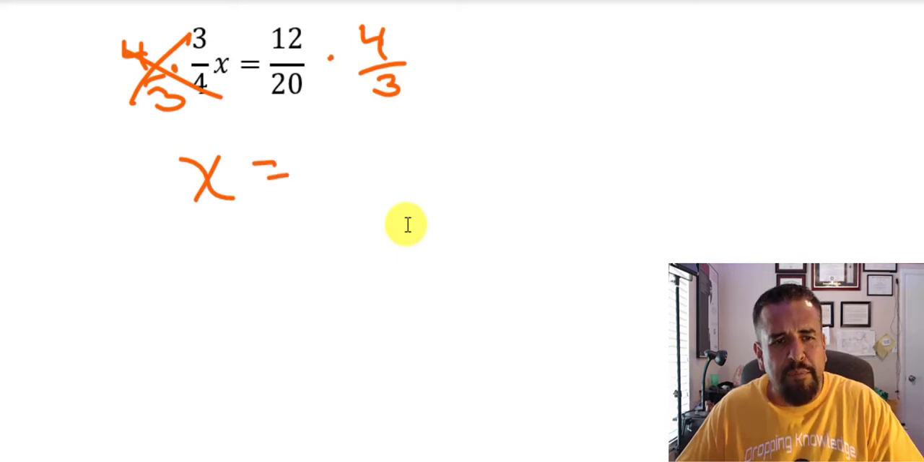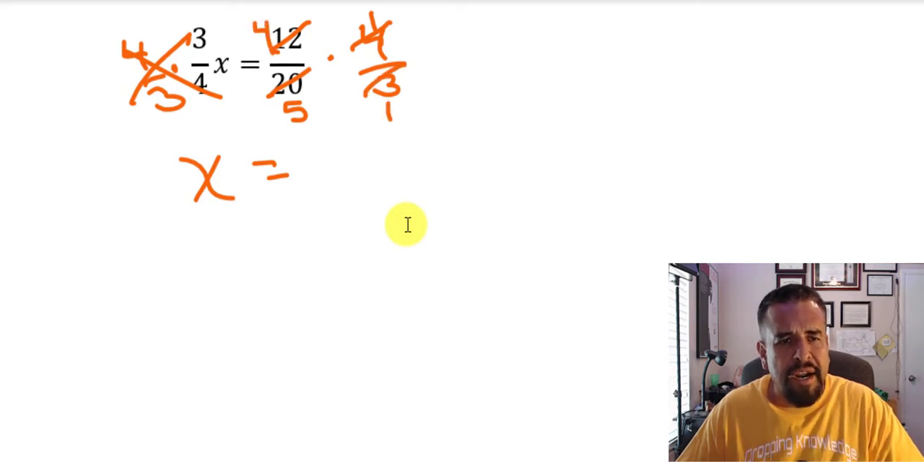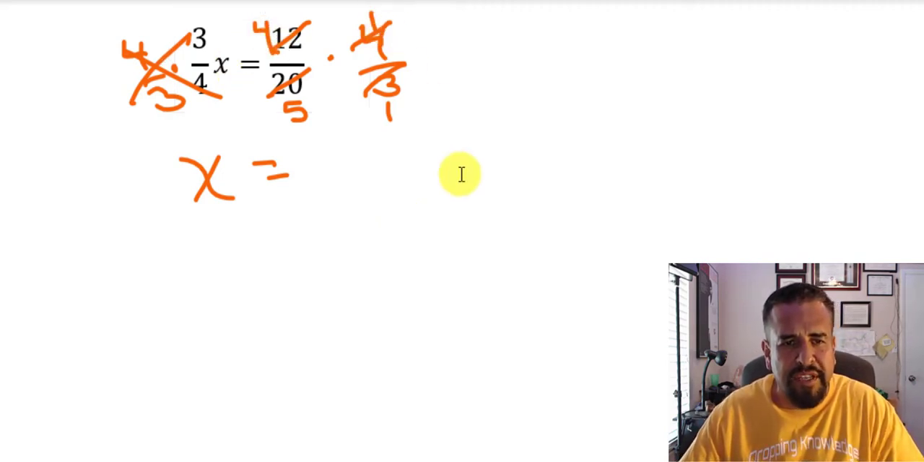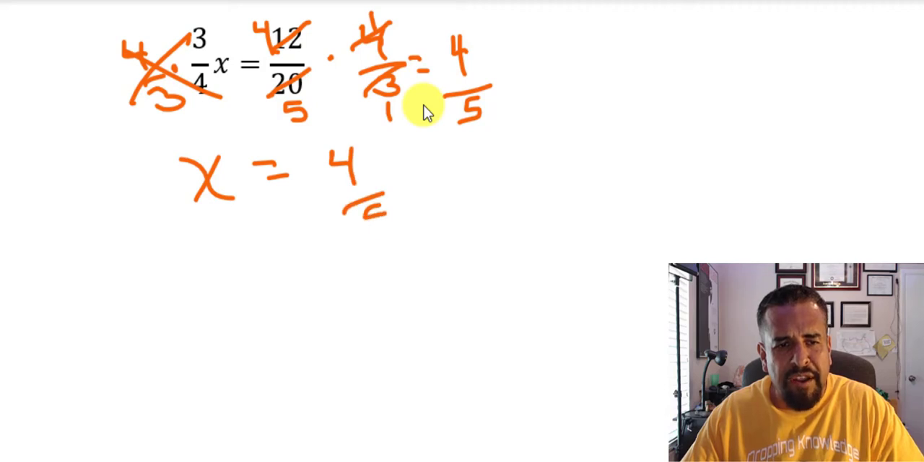And then this, I can multiply 12 times 4 and 20 times 3, but I can see I can simplify here. So the 4 and the 20. 20 divided by 4 is 5. That's a 1. And 12 divided by 3 is 4. All right. So now I got 4. This 4 up here times that 1 is 4 times 1 is 4. And then on the bottom is 5 times 1, which is 5. So my final answer is 4/5.